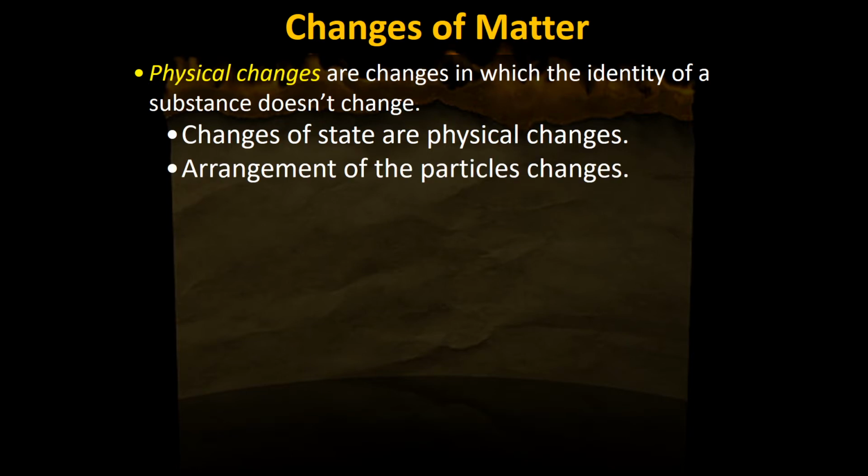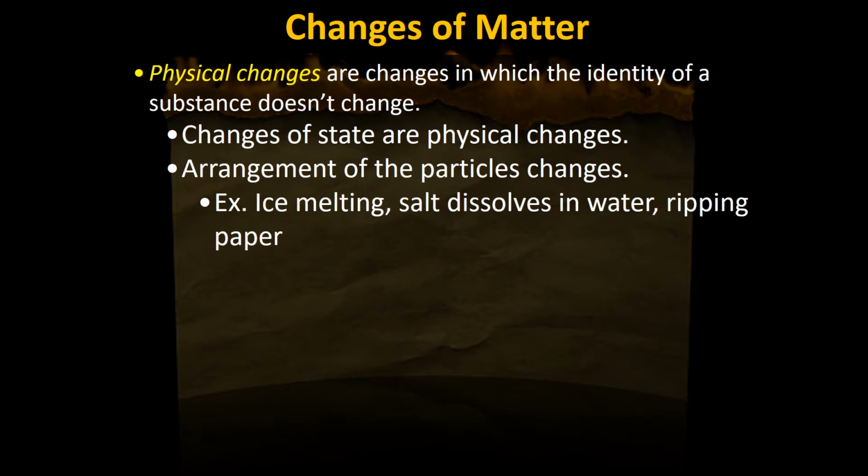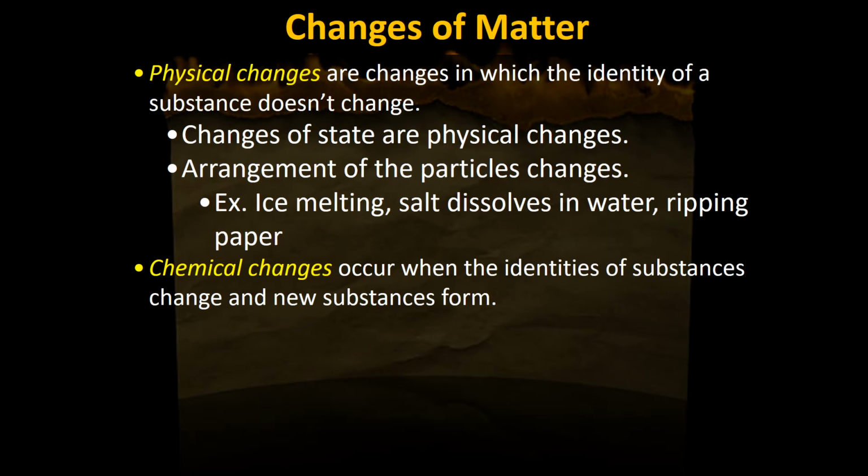The arrangement of particles changes, but if you rearrange it, it's still the same substance. It's a physical change. Examples are ice melting, salt dissolving in water, and ripping a paper. If you take some salt and put it on your tongue, it tastes salty. If you fill a water bottle with water and a lot of salt, and you take a drop of the water and put it on your tongue, it tastes very salty. The property of salt doesn't change. All you're doing is dispersing it out into the liquid. Ripping a paper is still paper.